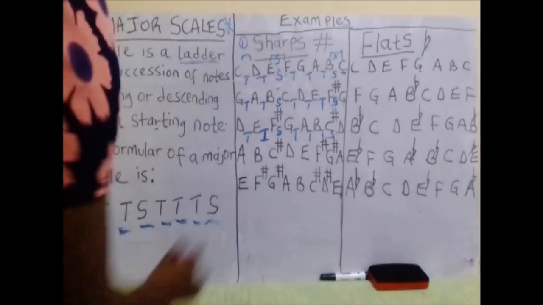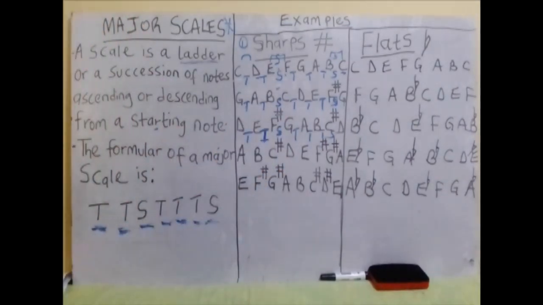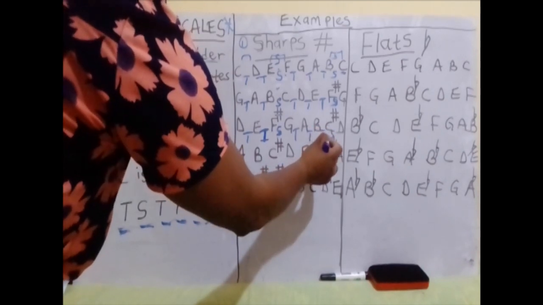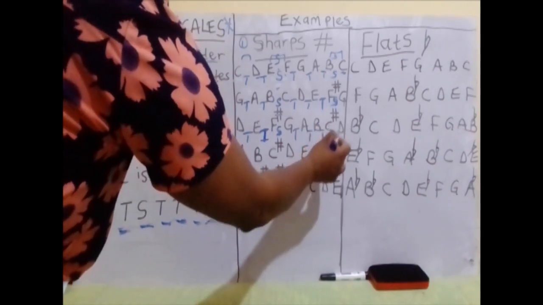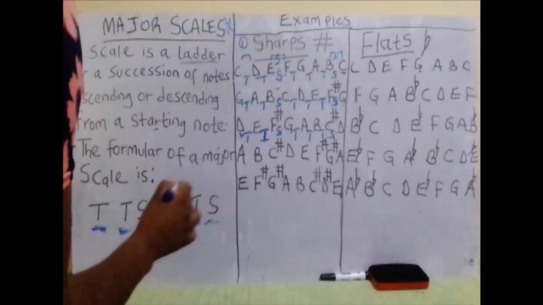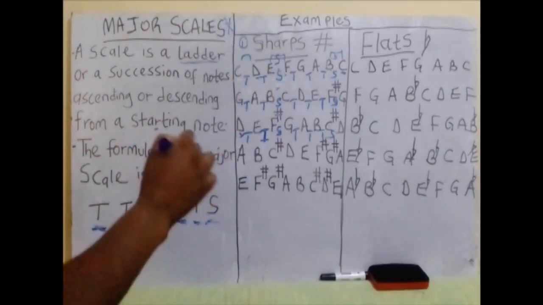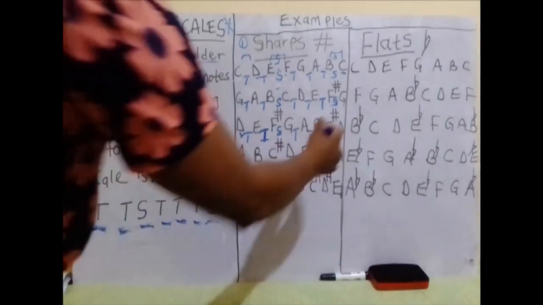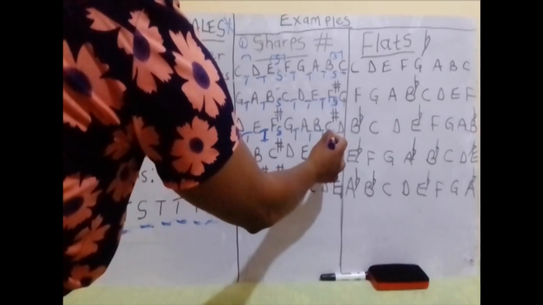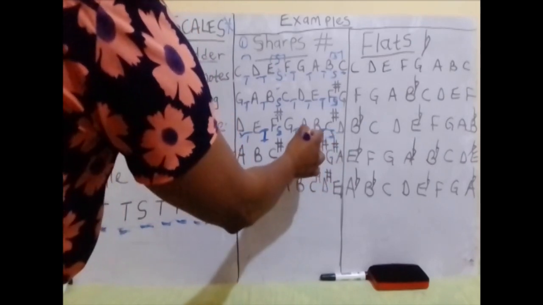Same applies to here. From B to C, it's supposed to be a semitone. And then from C to D, it's supposed to be a tone. But because we don't want to tamper with our formula, which is tone, tone, semitone, tone, tone, tone, semitone, we must alter, we must raise. So we have raised this C so that the distance can be shorter to fit the formula, so that it can be a semitone. And here we have a tone. We can't tamper with the formula. The only thing we can do is to alter, either raise or lower, so that you can get that formula.